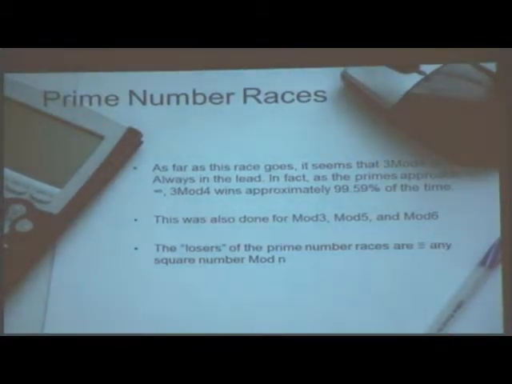And an interesting thing is that the losers of any prime number race are congruent to some square number mod. And so what that means is, for the case of mod 4, we have 9, which is 3 squared. Mod 4 is congruent to 1, which is why 1 mod 4 was a loser in the prime race mod 4.